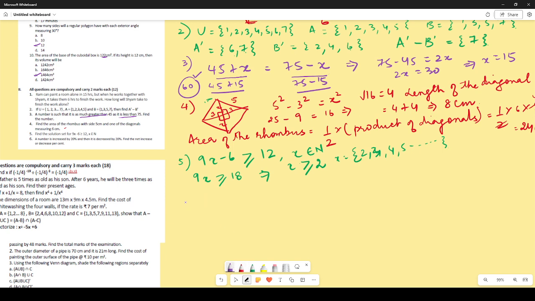Let us check out the last question in this 2-mark question bit. A number is increased by 20% and then it is decreased by 20%. Find the net increase or decrease percent. Let us say the number is 100. First it is increased by 20%. So it becomes 120 by 100. Then it is decreased by 20%. So it becomes 80 by 100.